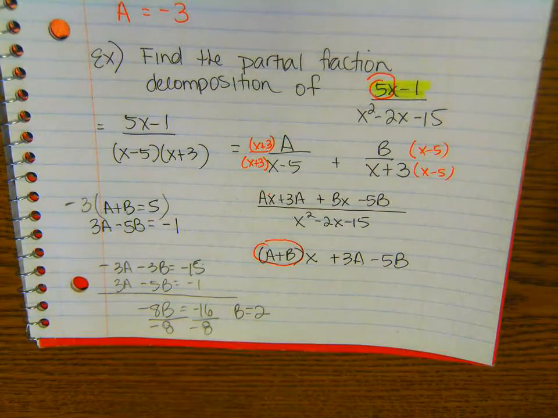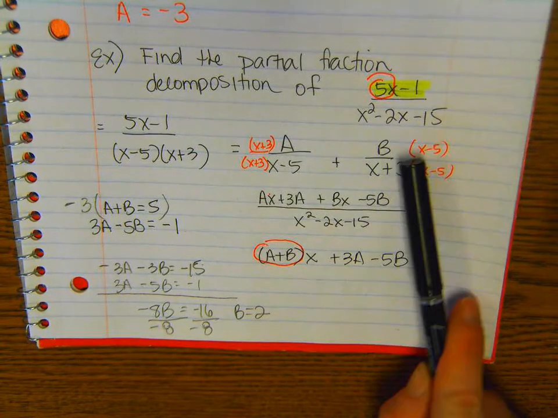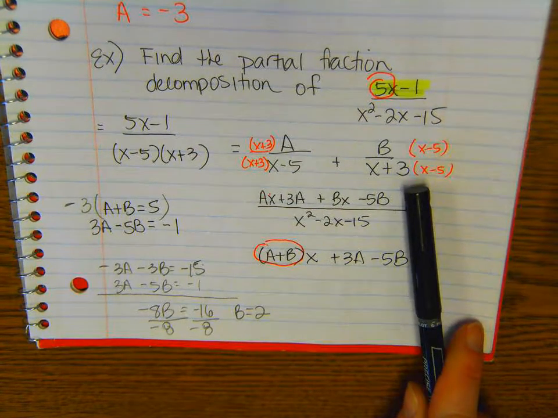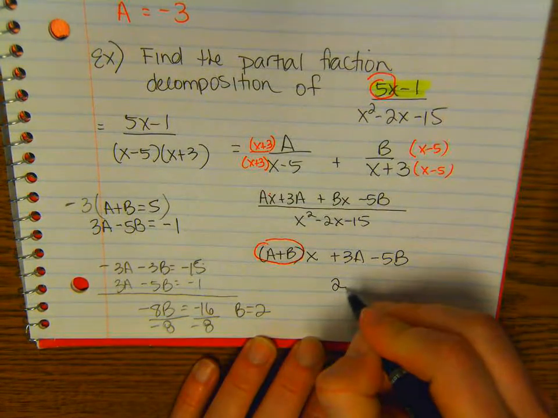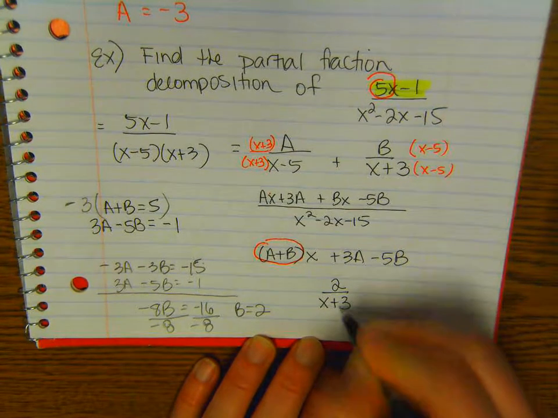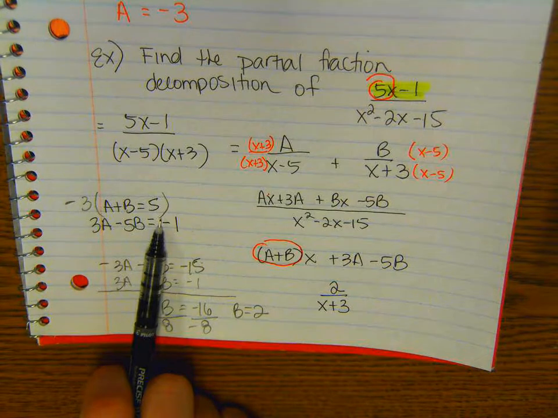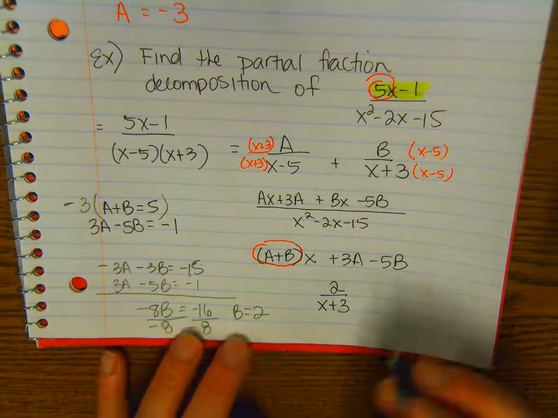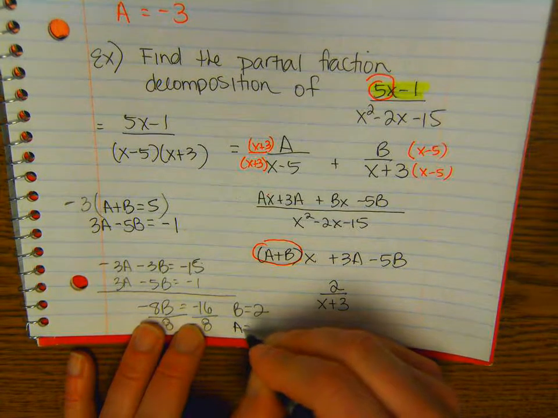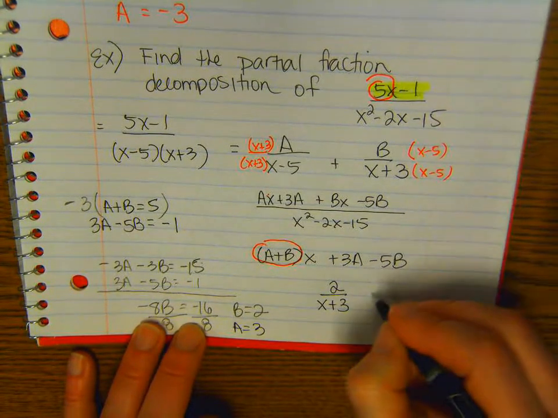So going back to up here, B was over x plus 3. So one of my fractions is going to be 2 over x plus 3. And I'm going to go back to the simplest form. If A plus B equaled 5, what does A have to equal? 3. And 3 was, so A is 3, and that's going to go over my x minus 5.